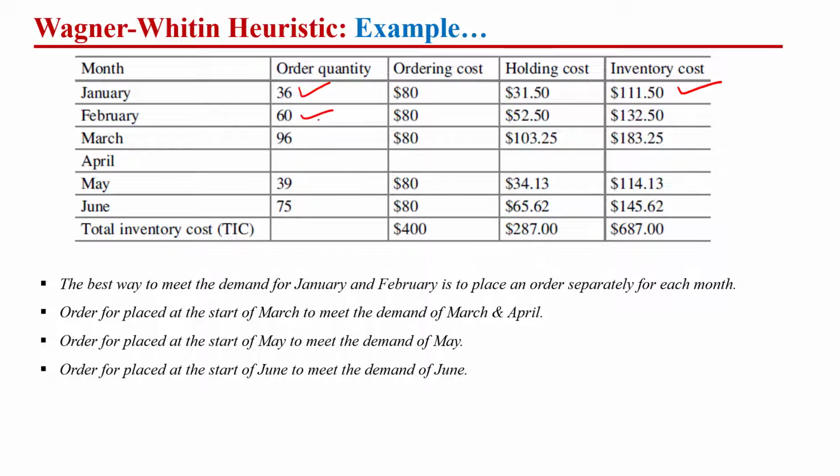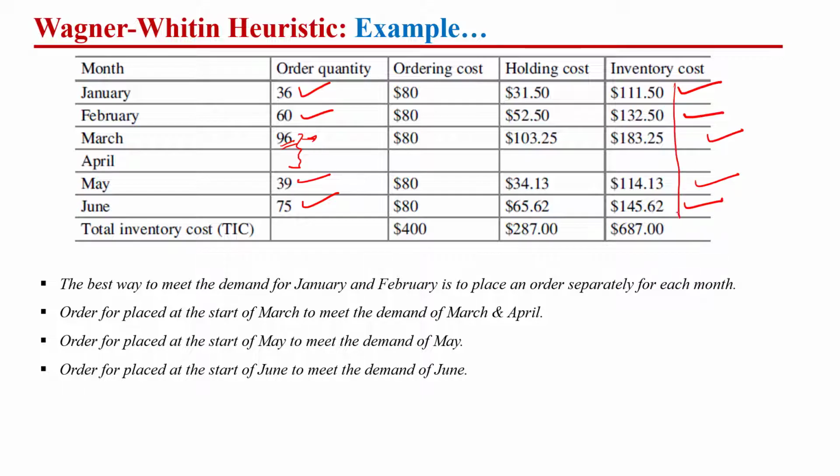This 60 indicates that we should place the order at the start of February equal to 60 to meet the demand of February. So this is the total cost. In March, we should place the order equal to 96, which is basically the demand of March and April. Okay, and this is the total cost. And then at the start of May, we should place the order equal to 39. This is the total cost. And at the start of June, we should place the order equal to 75. This is the total cost.